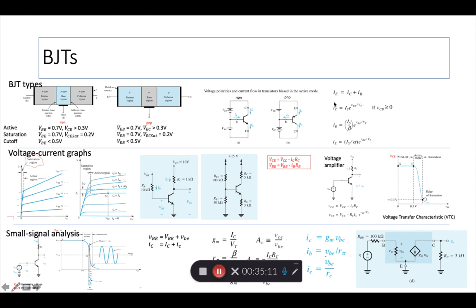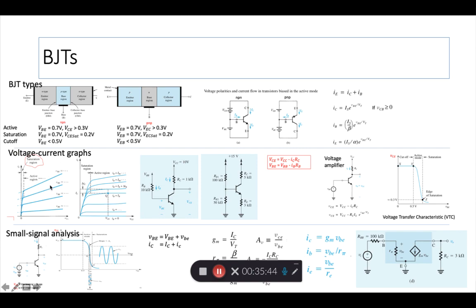This relationship is very important. IC equals IS, which is that diode saturation current, times e to the power VBE by VT. This proves to you that the collector current depends on the base-emitter voltage. So in this configuration, the collector current depends on this base-emitter voltage and almost nothing else. We'll come to the models in a bit, but this is an important relationship.